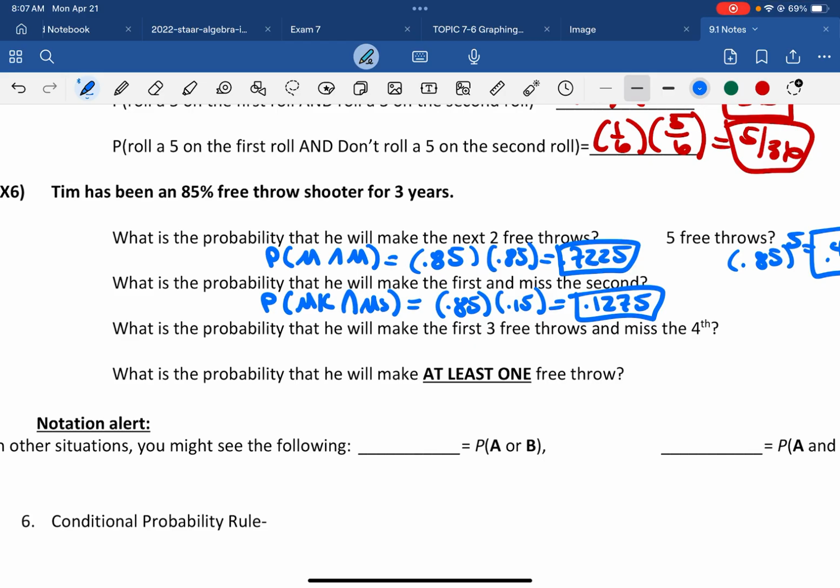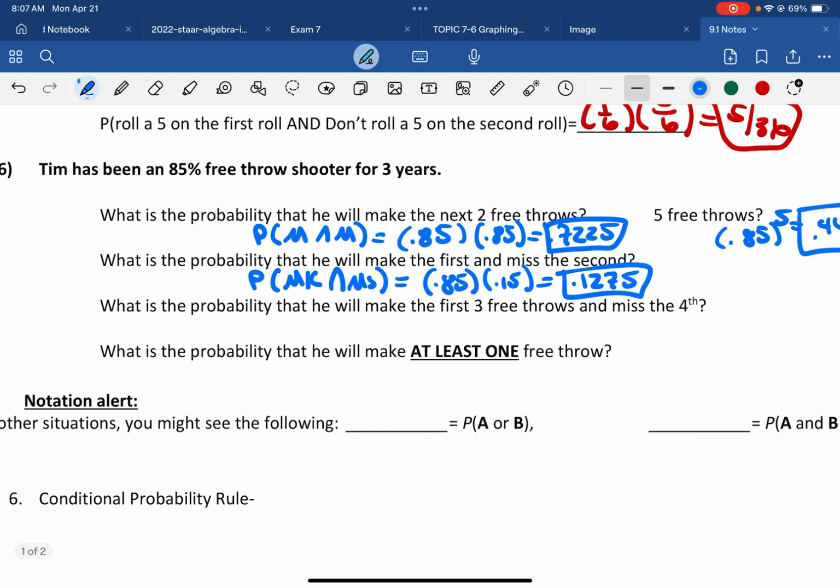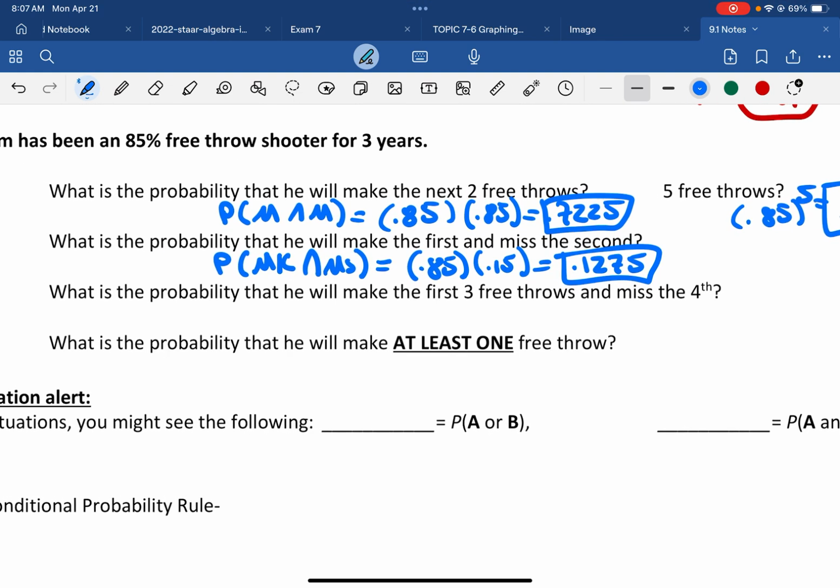All right, next one. What's the probability he'll make the first 3 free throws and miss the 4th? Okay, so make 3 in a row. I'm going to think of it as 0.85 to the third, make 3, then miss the fourth. Use your calculator. 0.0921 is the probability that he would make 3 and then miss 1.